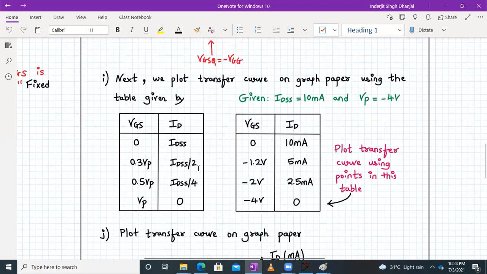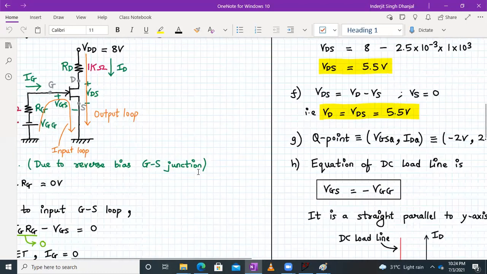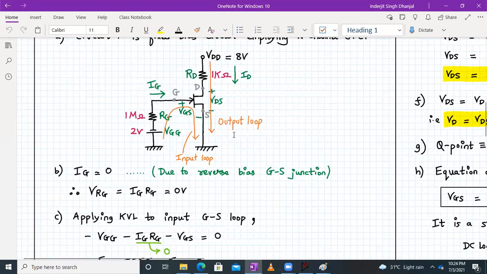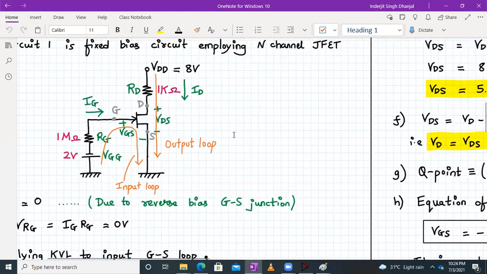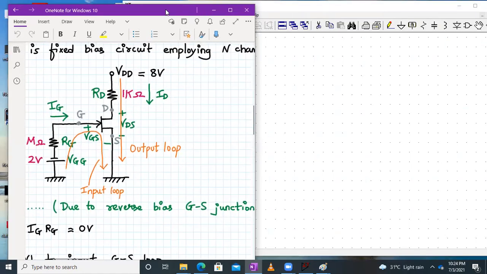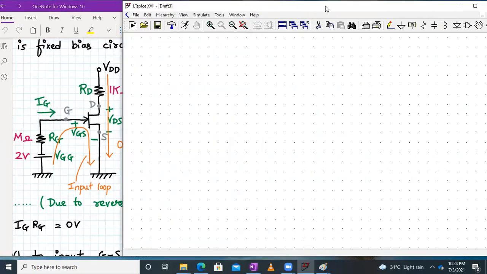Now we will do one interesting thing. We'll simulate this circuit in SPICE. We'll simulate the circuit in LTspice and cross-check the values which you have obtained analytically. So let me just make this like this. So this is my LTspice. I've already opened a new schematic.